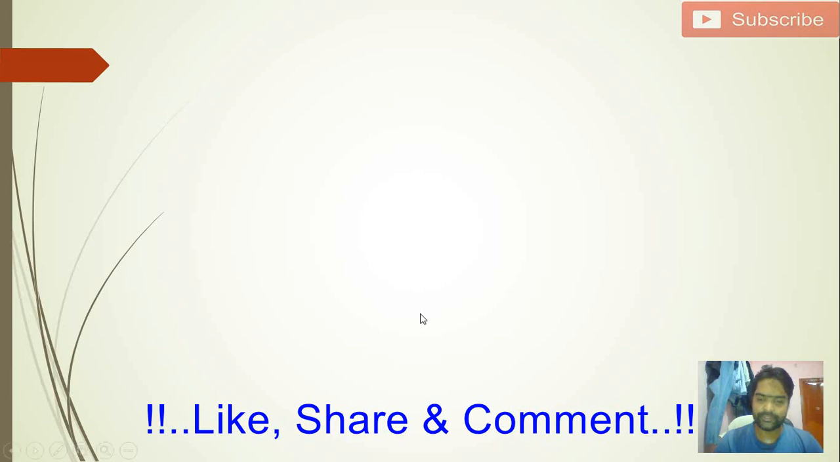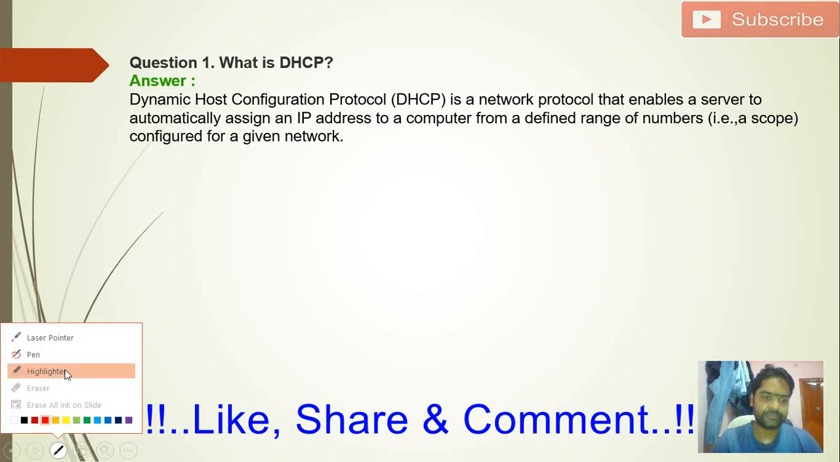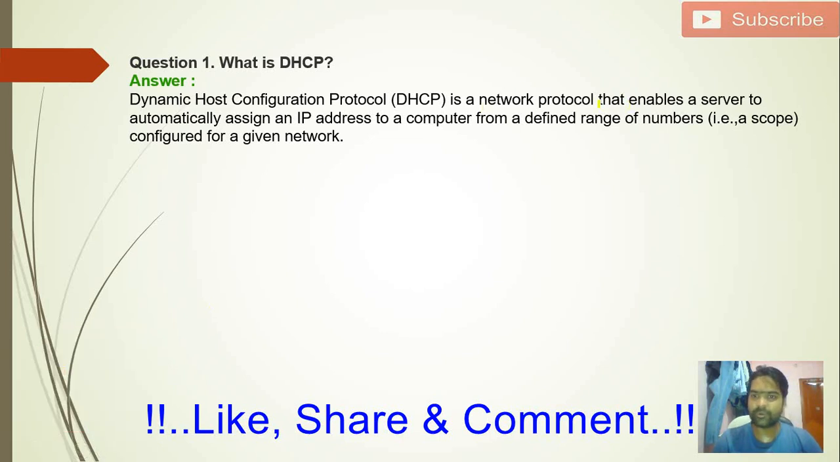So guys, let me begin with the very first question. What is DHCP basically? How do you define DHCP? Very simple. The full form of DHCP is Dynamic Host Configuration Protocol, and it is a network protocol that enables a server to automatically assign an IP address to a computer from a defined range of numbers, that is known as a scope, configured for a given network. If you want to describe in detail, you can describe at length as well.